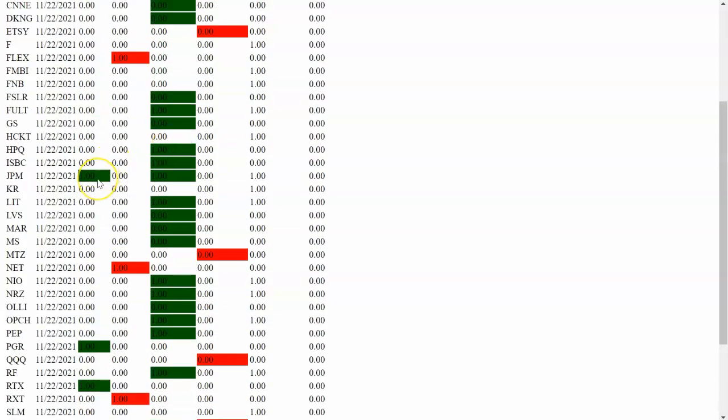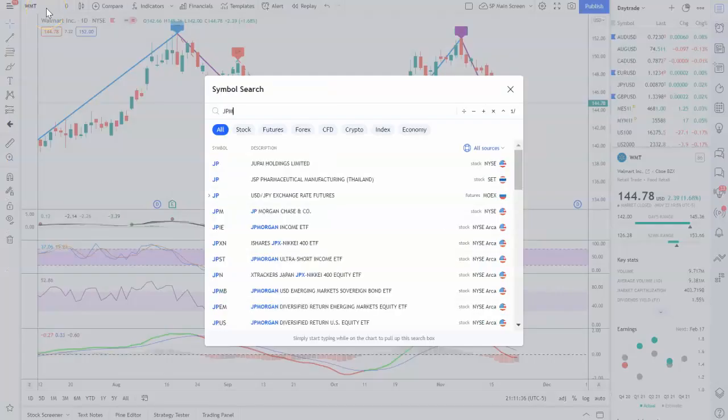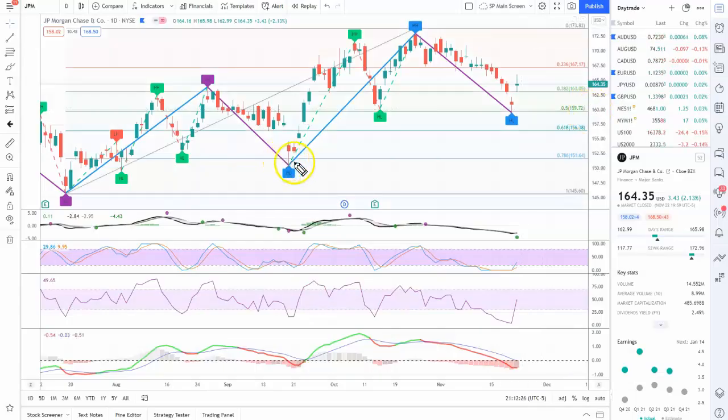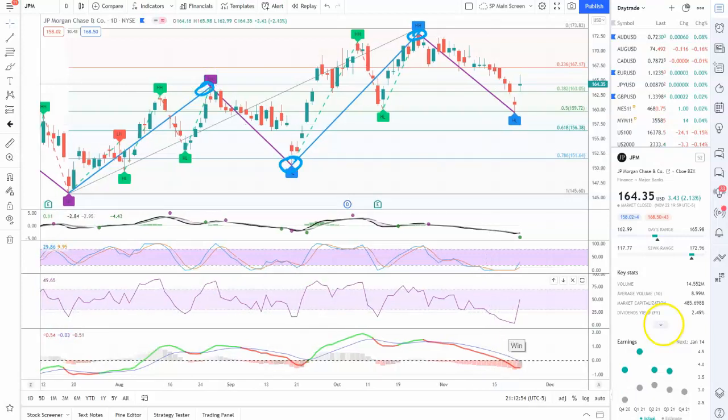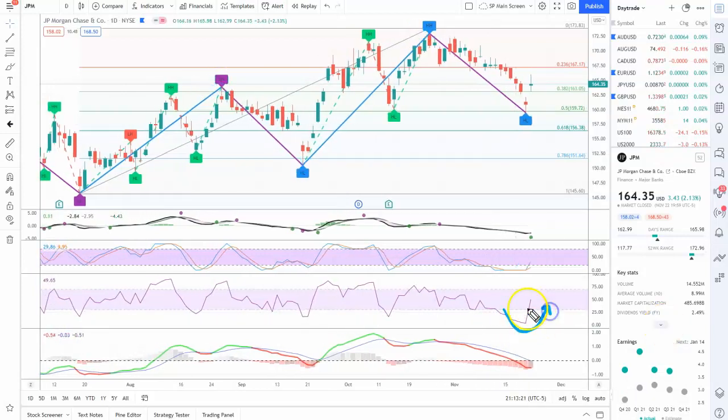JP Morgan. I like JP Morgan. Let's see what it looks like. There it is. Again, you have the zigzag, and you're trying to predict these major swings. That's what a swing trader does: tops and bottoms. You have the RSI coming and crossing over. It looks like the stochastic is about ready to cross over, and we have the MACD, which is a crossover here too, below the zero line.